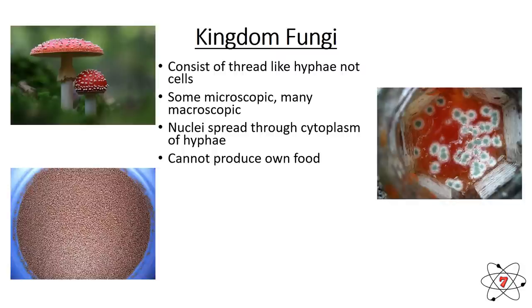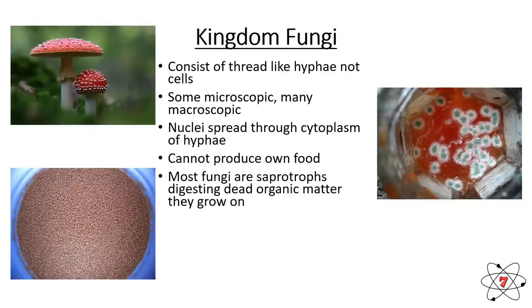Plants produce their own food through photosynthesis. Fungi cannot produce their own food. This means they need to consume something else. And they do this by digesting dead organic matter which they actually grow on. This makes them part of a group called saprotrophs.